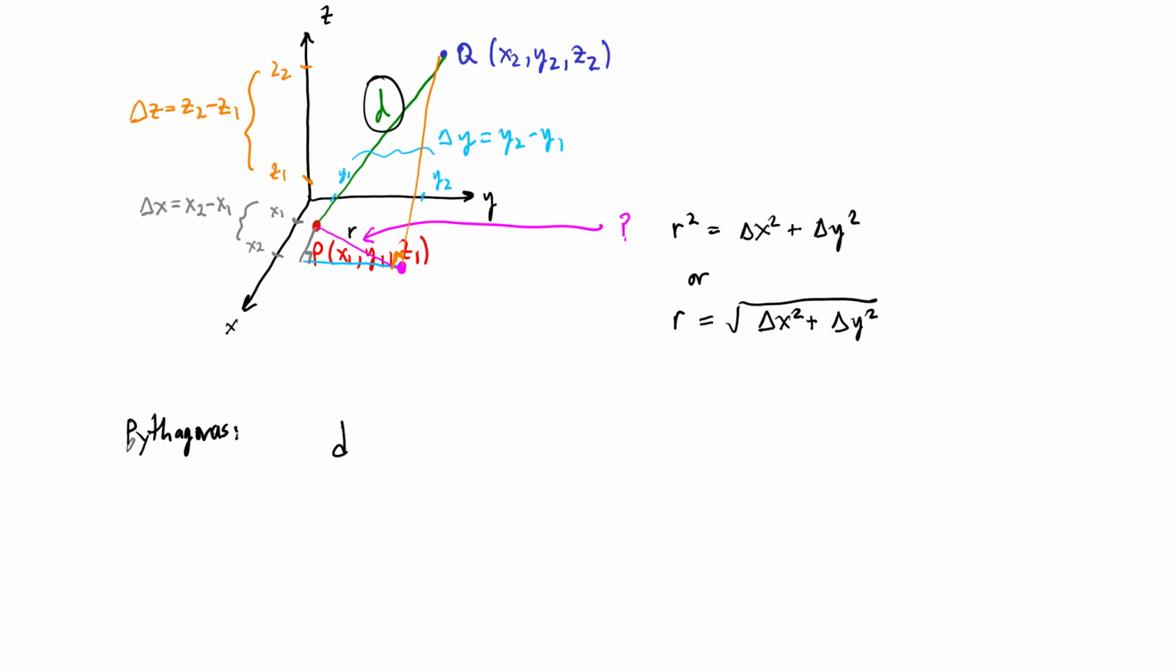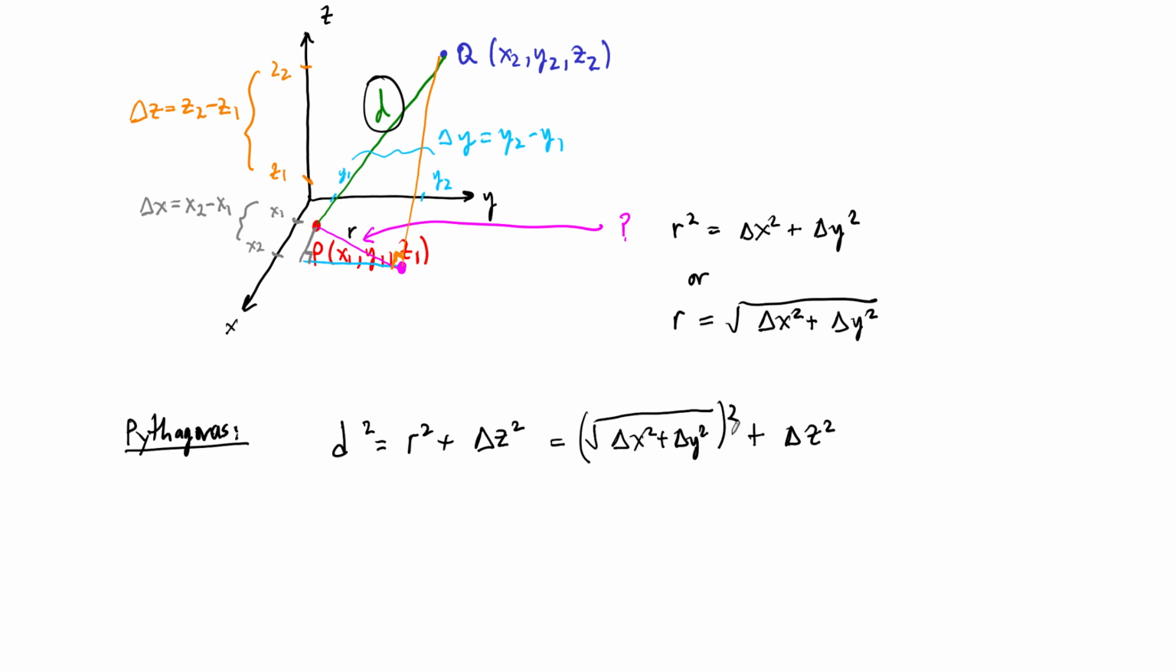Pythagoras tells us that d squared is equal to the sum of the squares of the legs, so r squared plus delta z squared. But we know exactly what r is, so we can plug in all of this right here for r squared. And so this becomes the square root of delta x squared plus delta y squared, squared, the whole thing, plus delta z squared.